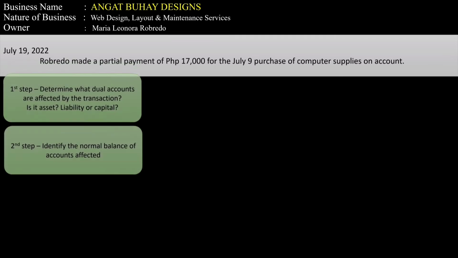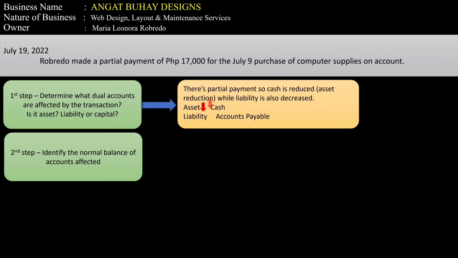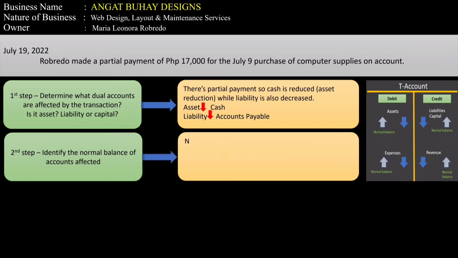Next transaction, July 19. Robredo made a partial payment of 17,000 pesos for the July 9 purchase of computer supplies on account. So here, there's a partial payment. So that account is affected. The first account affected is cash, the reduction because of the partial payment. The second account affected is accounts payable.